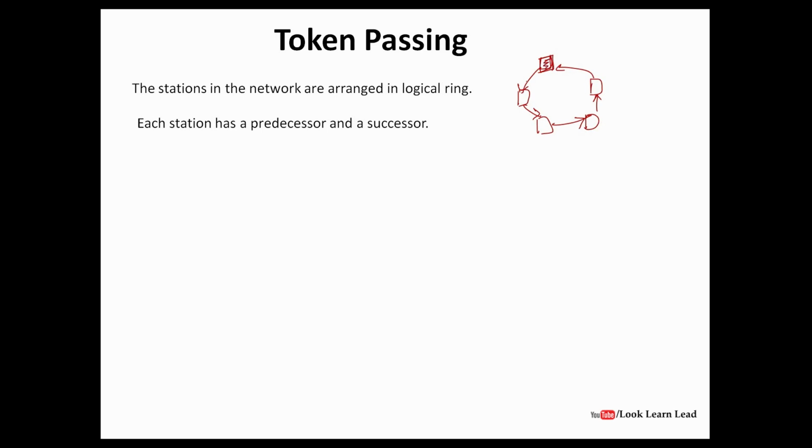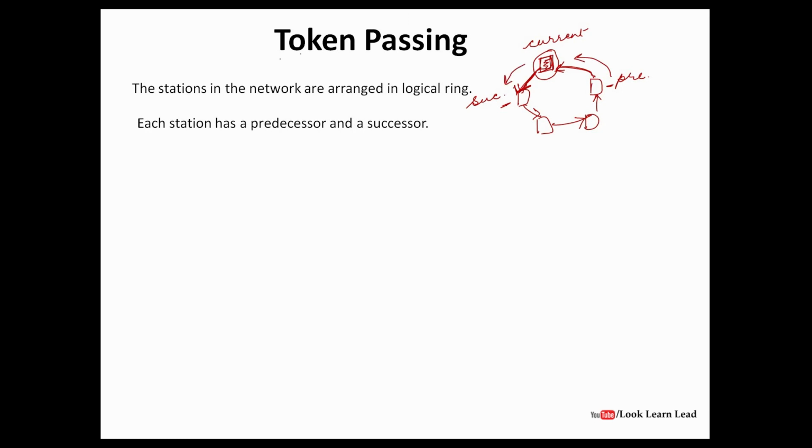Each station has a predecessor and a successor. Successor is the next station, predecessor is the previous station. For this current station, this is the successor and this is the predecessor. The token is passed from the predecessor to the current station and from the current station to the successor.